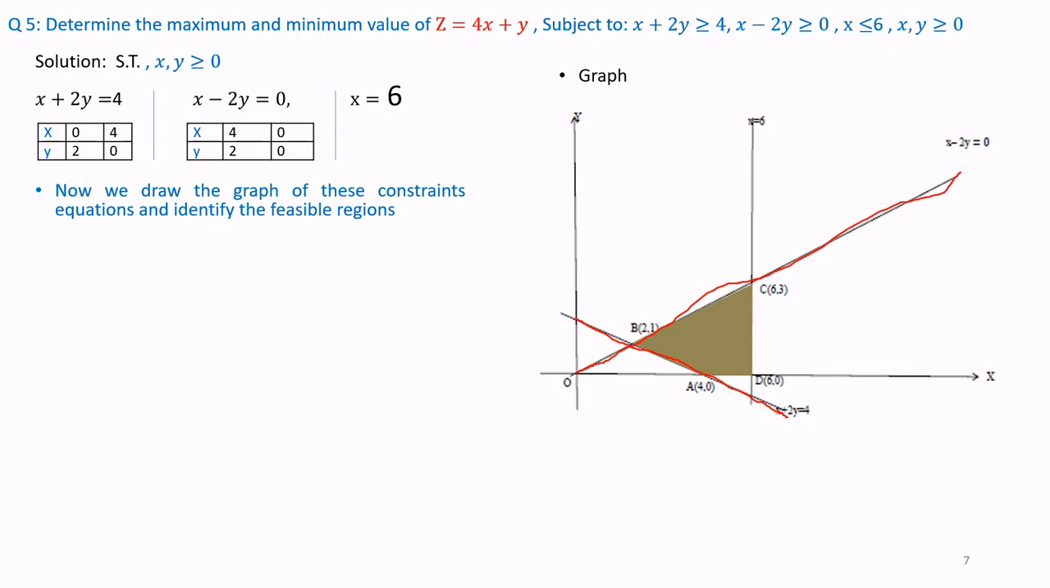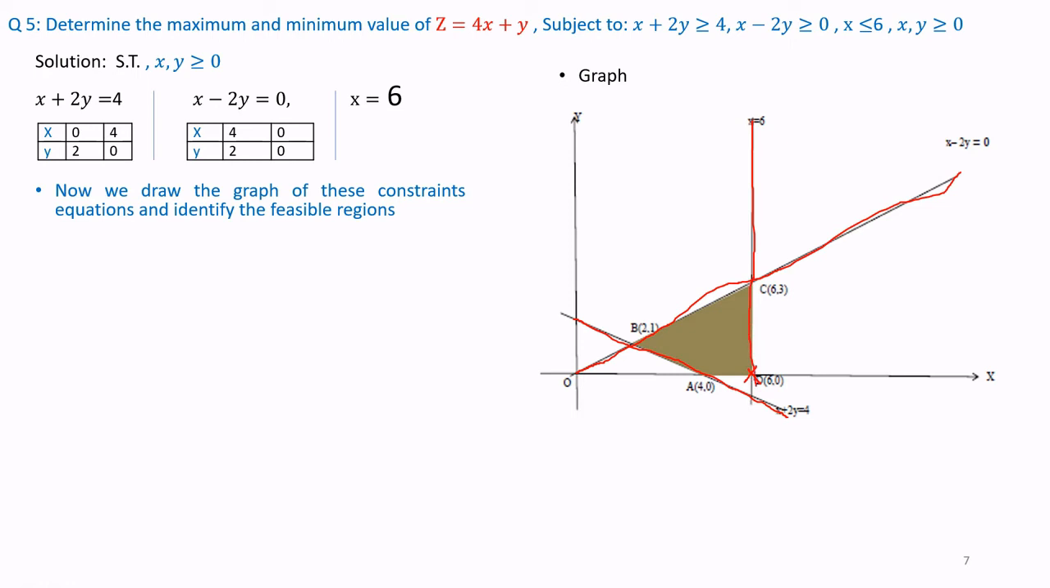X is equal to 6. Here y is equal to 0. X is equal to 6 is a line parallel to the y-axis. Therefore, at point 6, x is equal to 6 is here, and you draw a vertical line which is parallel to the y-axis or perpendicular to the x-axis. So these three lines we have obtained.